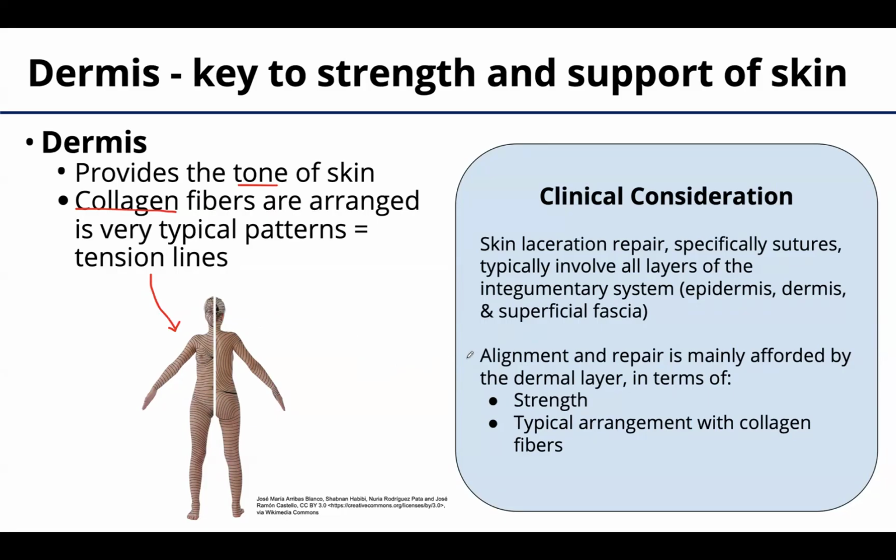Skin laceration repair, specifically sutures, typically involves all layers of the integumentary system, so the epidermis, the dermis, and sometimes the superficial fascia, but not always. Alignment and repair of an incision is mainly afforded by this dermal layer due to that strength that we mentioned and the typical arrangement of the collagen fibers. So we're not going to get into the nitty-gritty details of how to do a suture specifically, but there's often a little more to incisions and sutures than meets the eye. We wanted to introduce this here, and there is much more to come in your clinical settings throughout your education.